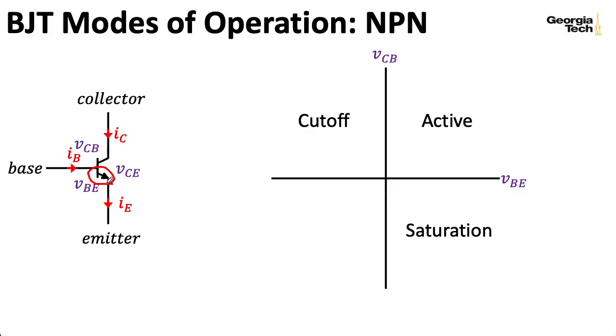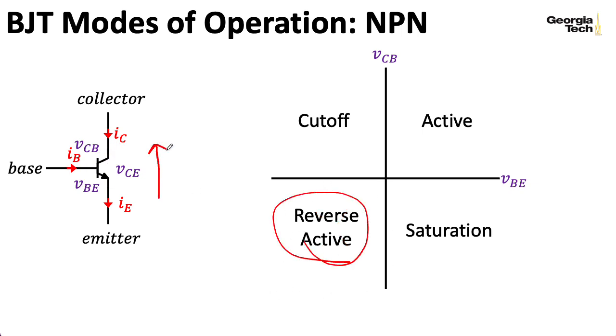Now, if the BE junction is reverse biased, but the BC junction is forward biased, then we say that we're in the reverse active mode. This is not a standard operating mode for the transistor. There may be some strange special applications that I don't know about that use this mode on purpose. If so, please leave a comment below because I would be interested to know about that. But generally, operating in this mode runs the risk of potentially damaging the transistor. In the reverse active mode, the current is flowing from the emitter to the collector, and that's just unnatural.